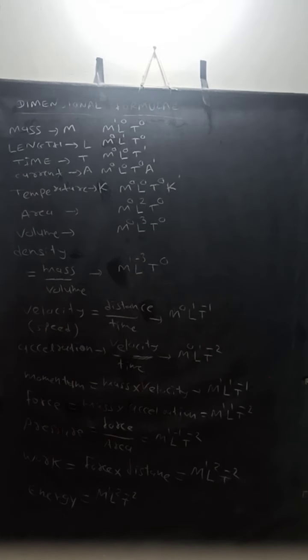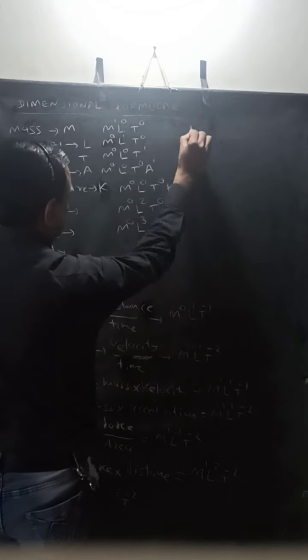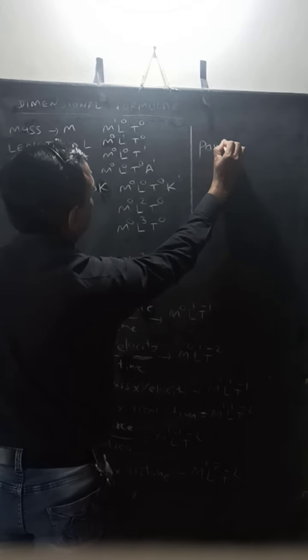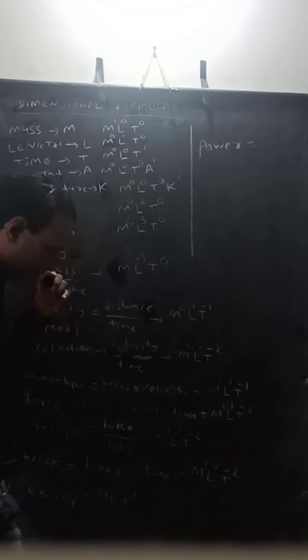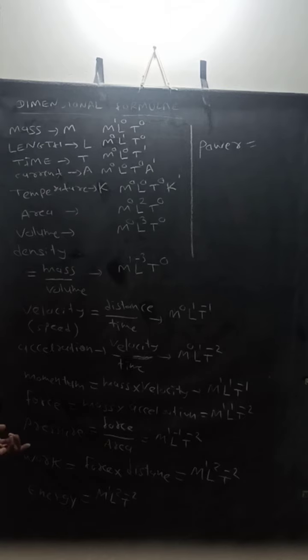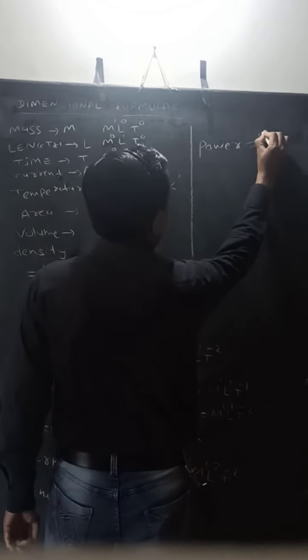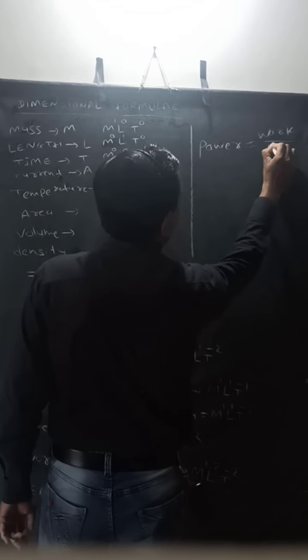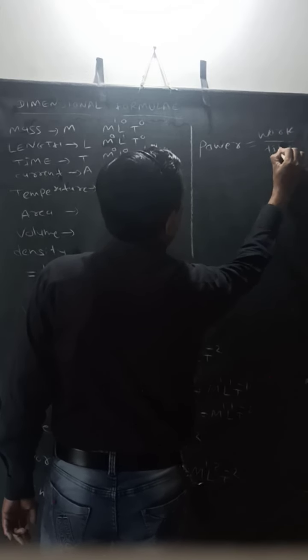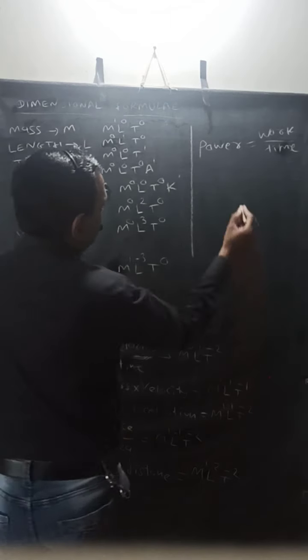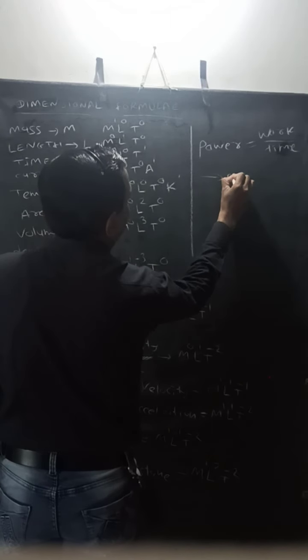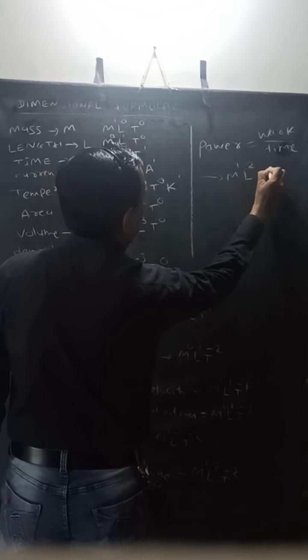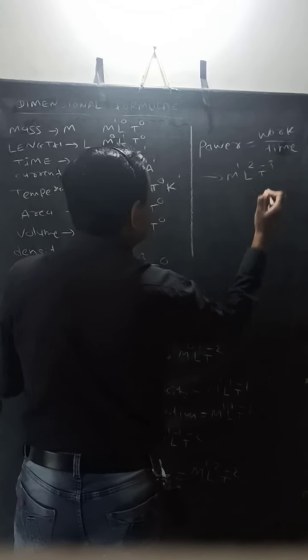Then after power. Power is what? Power is work divided by time. Work is here, time is T1. So M1 L2 T minus 3.